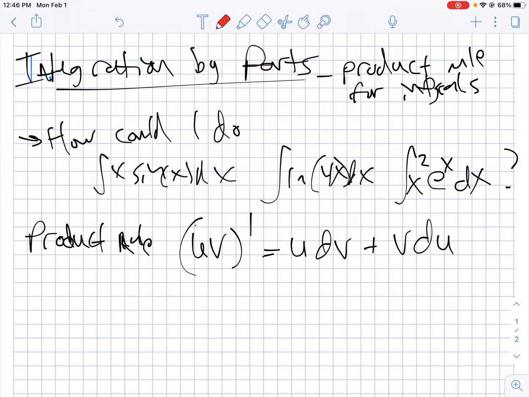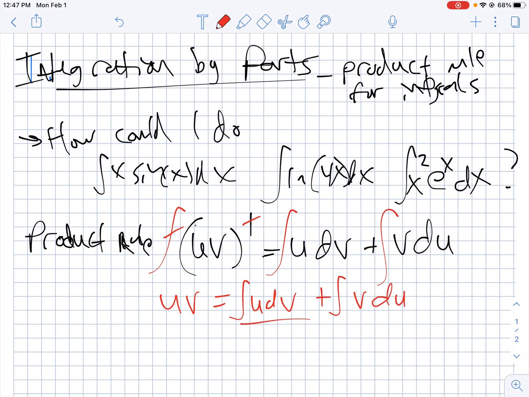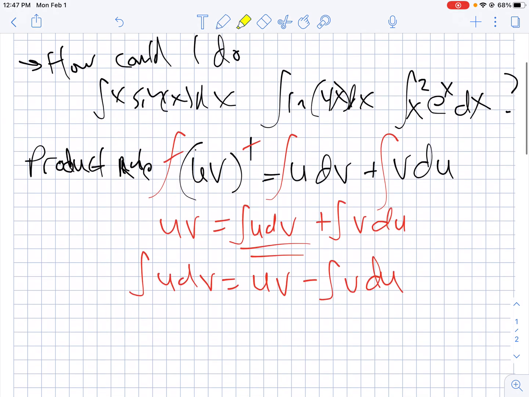Now, if you're feeling kind of frisky, maybe you just try and integrate this. For fun, we have an equation, so let's try and integrate everything. Just integrate both sides. On the left side, the derivative and the integral cancel, so we get uv equals integral of u dv plus integral of v du. Now if we solve for this integral, subtracting that to the other side, we get the integral of u dv is equal to uv minus the integral of v times the derivative of u. This is our key formula for integration by parts.